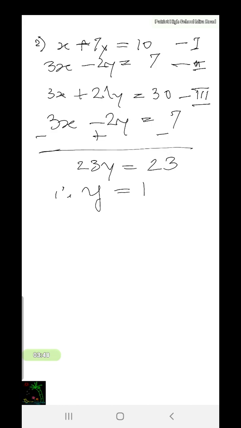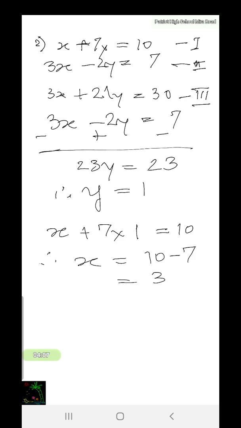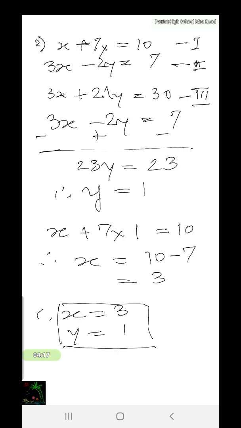Substituting the value of y in equation 1, we have x plus 7 times y, which is 1, is equal to 10. Therefore, x is equal to 10 minus 7, which is equal to 3. Therefore, x is equal to 3, y is equal to 1 is the solution to these simultaneous equations.